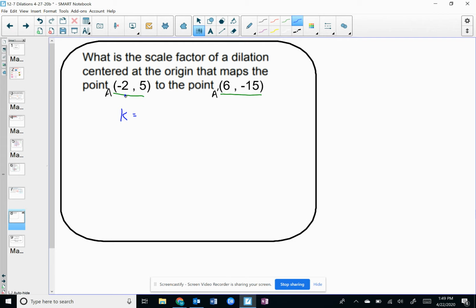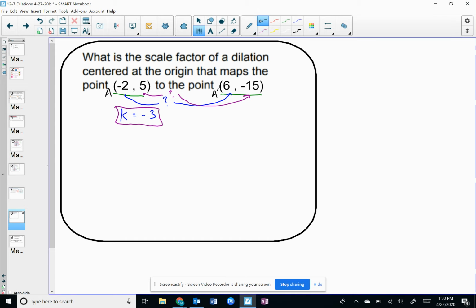So -2 times what gave us 6? Well, 2 times 3 would be 6. So -2 times -3 would be +6. So K must be -3. Let's double check it. Let's do it for the y's and make sure. 5 times what gives us -15? Well, 5 times +3 is +15. So 5 times -3 would be -15. So yes, that scale factor of -3 would work.